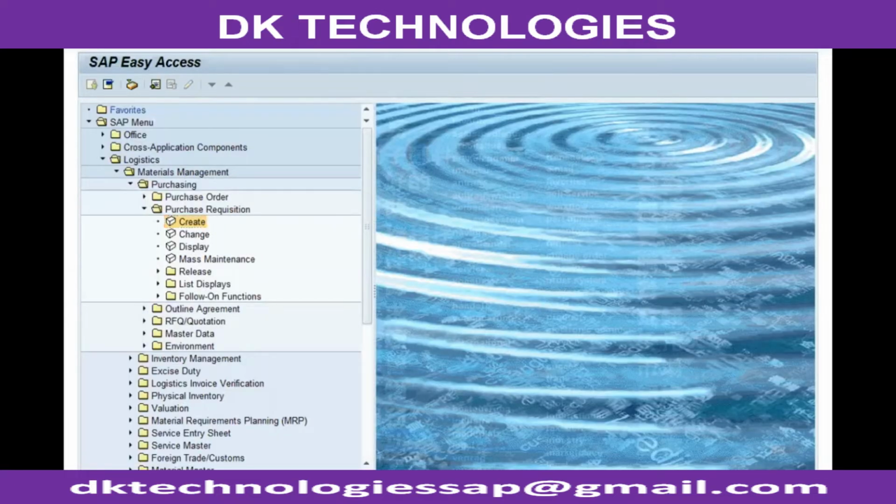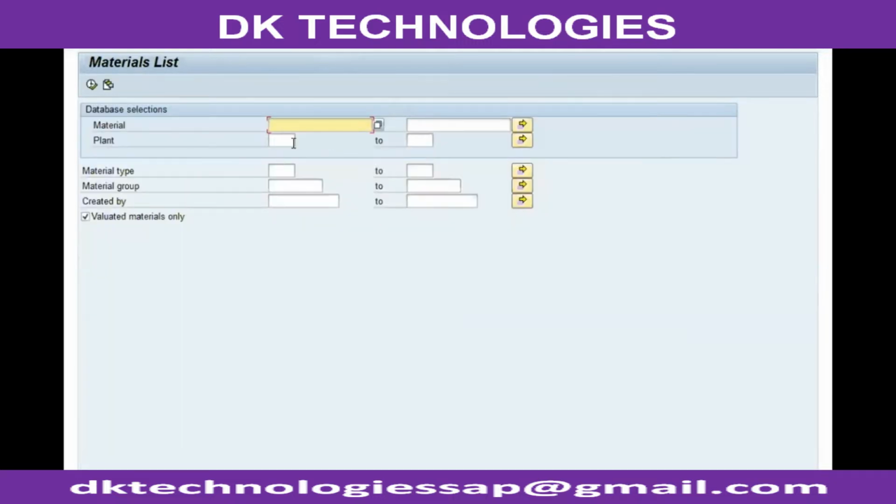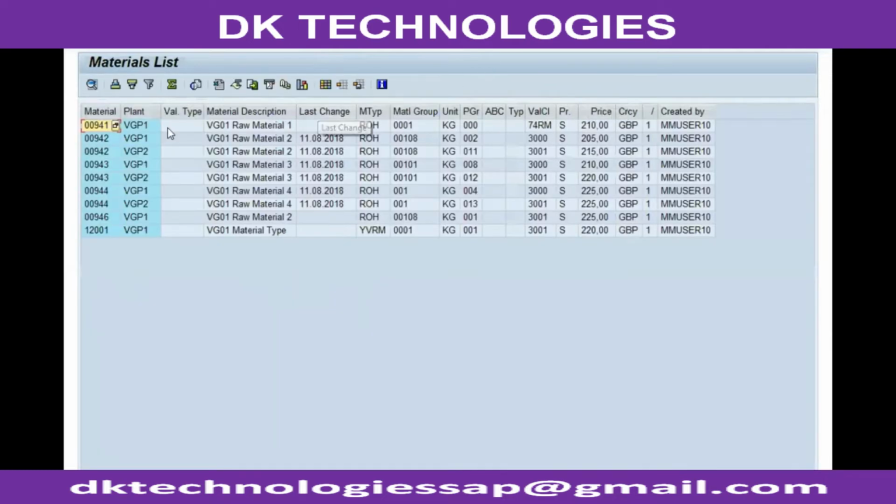So we use the transaction code MM60 to check the material type of that material. Enter the plant codes here, VGP1 and VGP2. Click on execute. And here it will show me the material numbers and the material type. So except for 12001, which is of different material type, all the material type are of ROH material type.